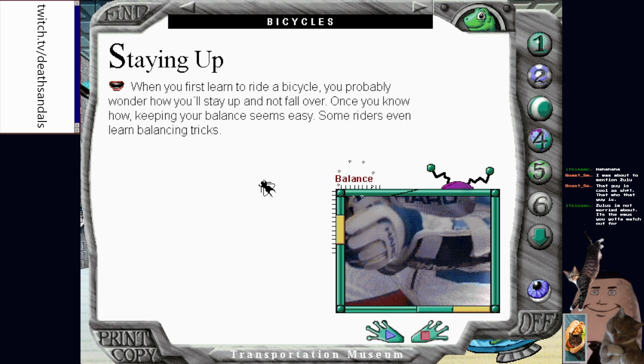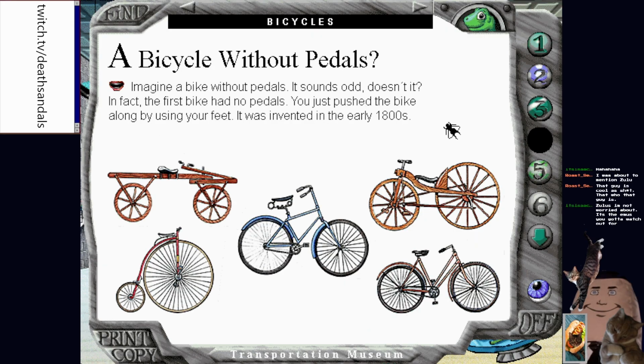When you first learn to ride a bicycle, you probably wonder how you'll stay up and not fall over. Can we get some more FMV though? Imagine a bicycle without pedals. It sounds odd, doesn't it? In fact, the first bikes had no pedals. You just push.